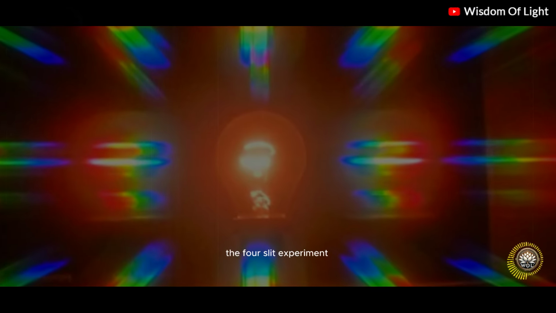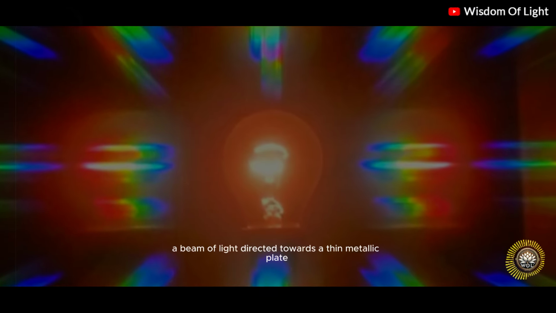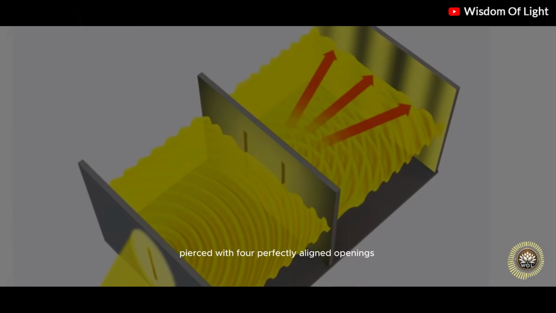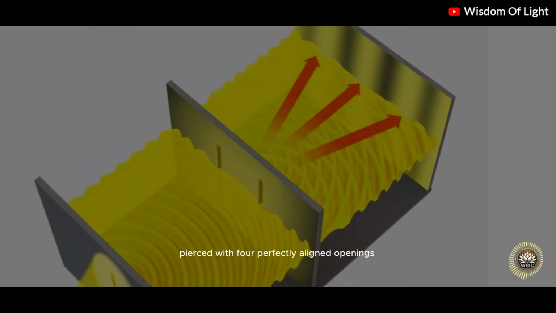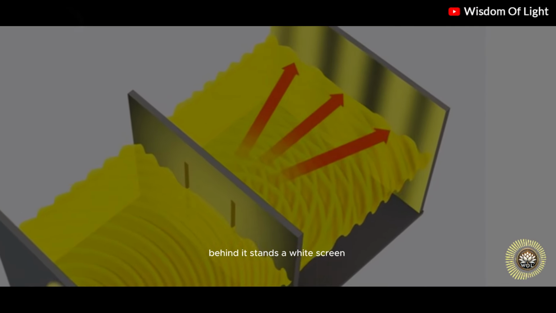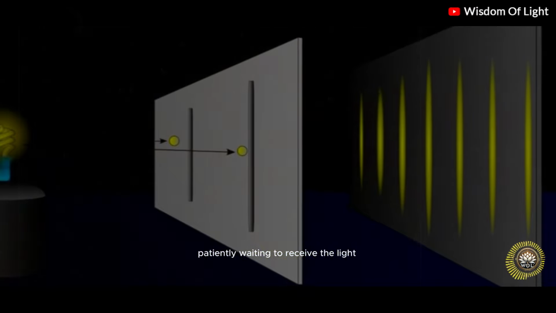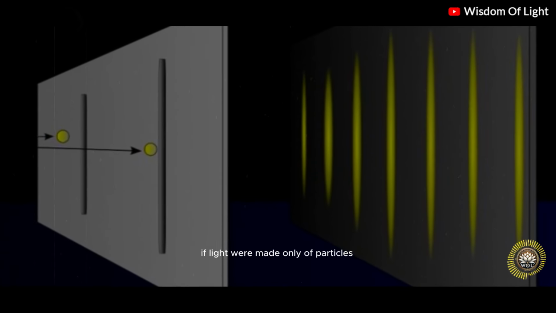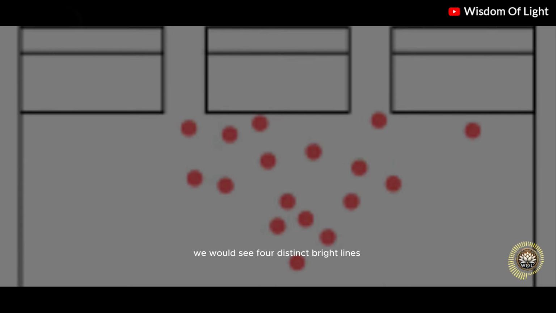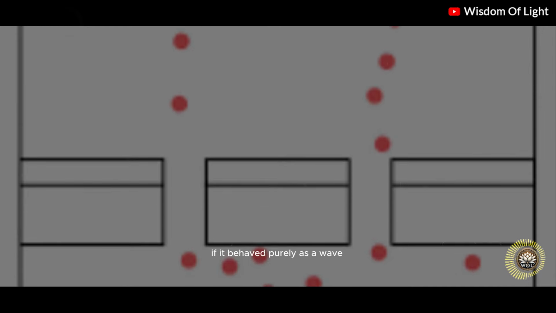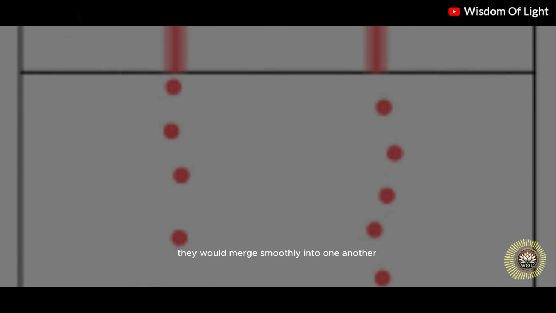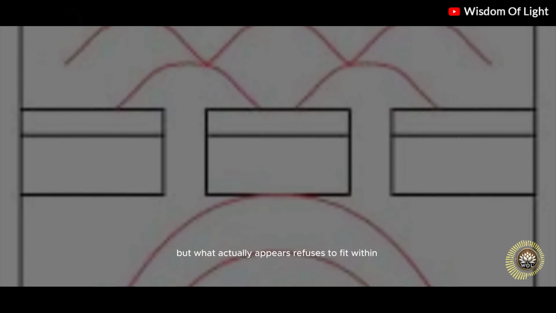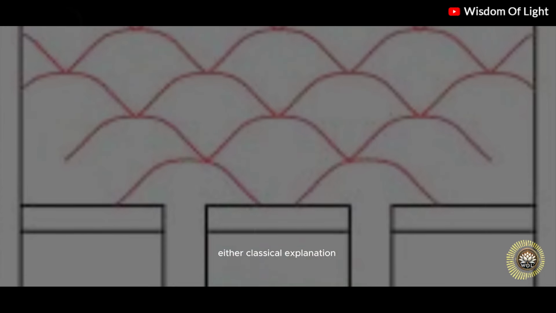The four-slit experiment. Imagine a beam of light directed towards a thin metallic plate, pierced with 4 perfectly aligned openings. Behind it stands a white screen, patiently waiting to receive the light. If light were made only of particles, we would see 4 distinct bright lines. If it behaved purely as a wave, they would merge smoothly into one another. But what actually appears refuses to fit within either classical explanation.